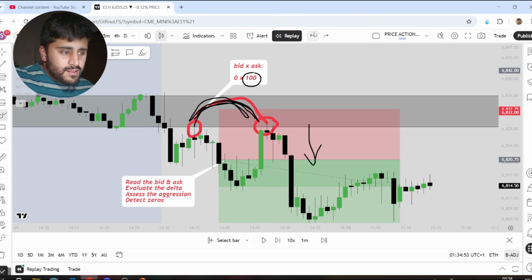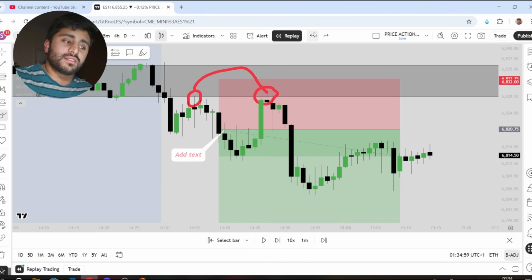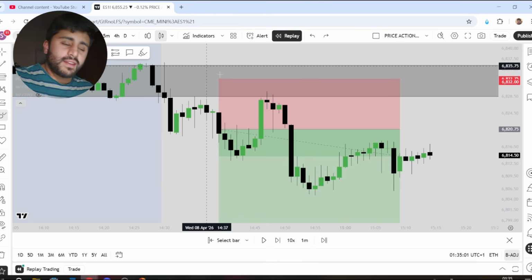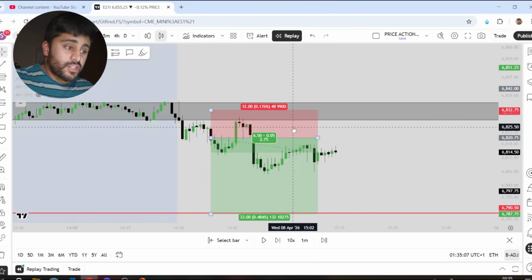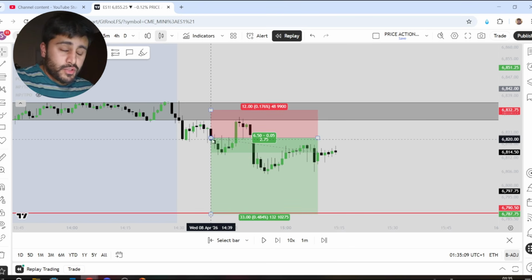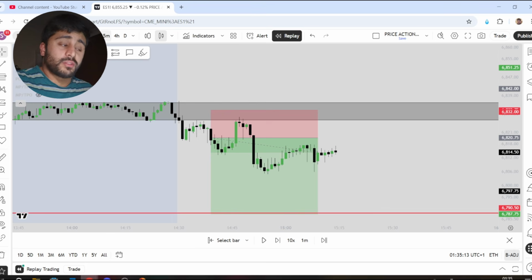So when you read the price action, what you're doing is reading the bid and ask, evaluating the delta, assessing aggression, and then detecting the zeros. This is basically how any reversal forms. Now, once you have your reversal, once you have your confirmation, this is confirmation over here. This is an area of supply.